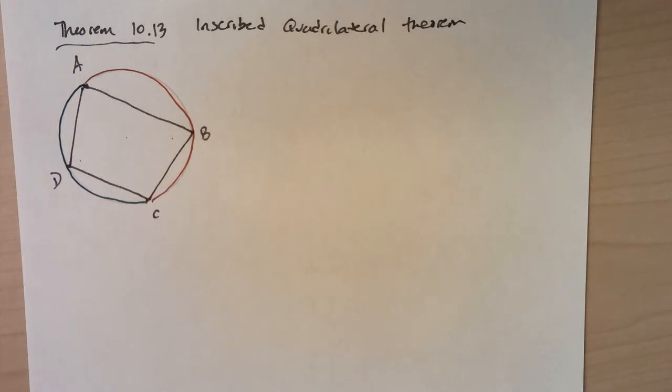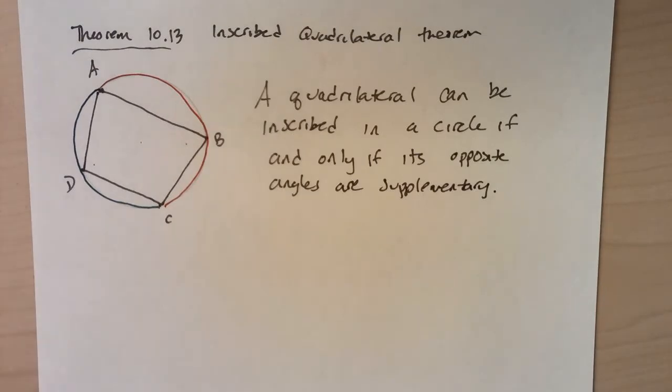I could have done almost the exact same thing with angles A and C. It's the same concept, so I'm not going to do it for both pairs of opposite angles of the inscribed quadrilateral. And here's theorem 10.13, the inscribed quadrilateral theorem, written out. It's written as a biconditional statement, so it can go both ways.